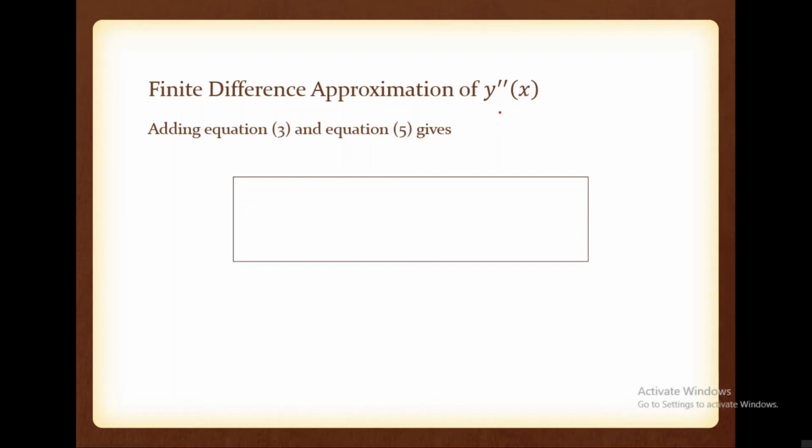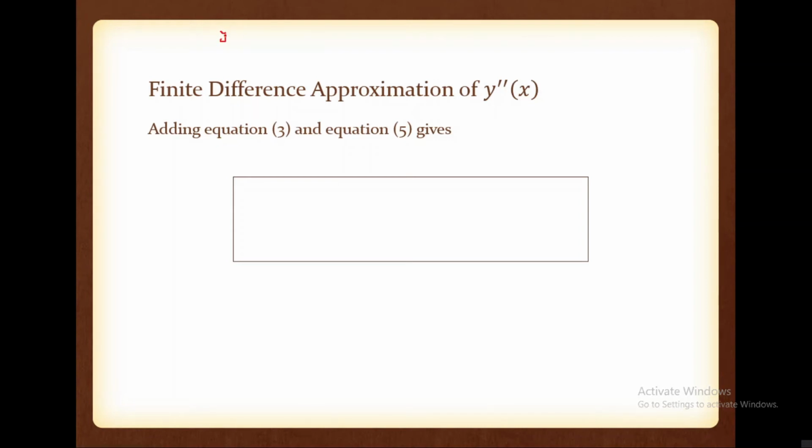So please go through equation number 3 and equation number 5. What is equation number 3? The Taylor series expansion of y of x plus h. That is equation number 3. In order to find the finite forward difference approximation of y dash of x, we used a Taylor series expansion. That is y of x plus h is equal to y of x plus h into y dash of x plus h square by 2 factorial into y double dash of x plus etc. That is equation number 3. Similarly, what is equation number 5? The Taylor series expansion of y of x minus h.